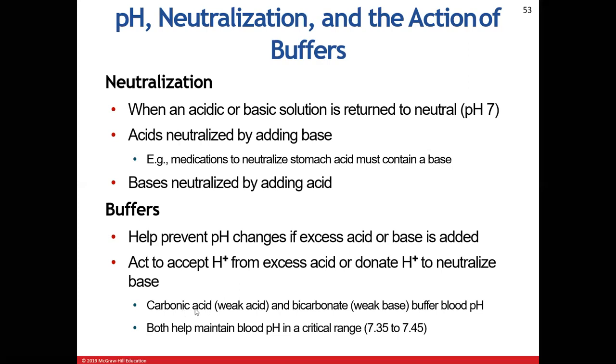For example, we have carbonic acid and the bicarbonate ion. Carbonic acid is a weak acid, bicarbonate is a weak base, and they help to buffer the blood pH. Both help maintain blood pH in the critical range. You'll notice the critical range for blood pH is slightly basic, around 7.35 to 7.45. It's really important for our bodies to maintain that pH in order to optimize a lot of function.